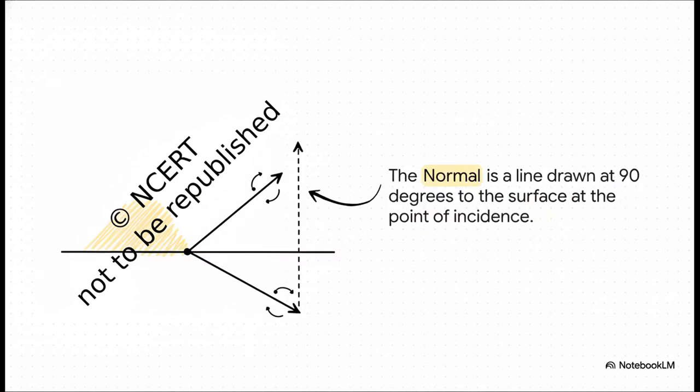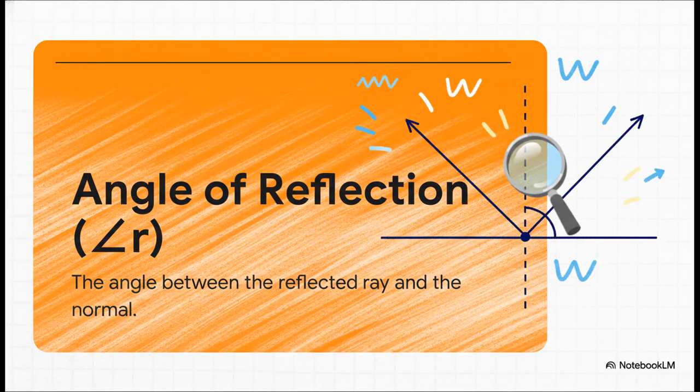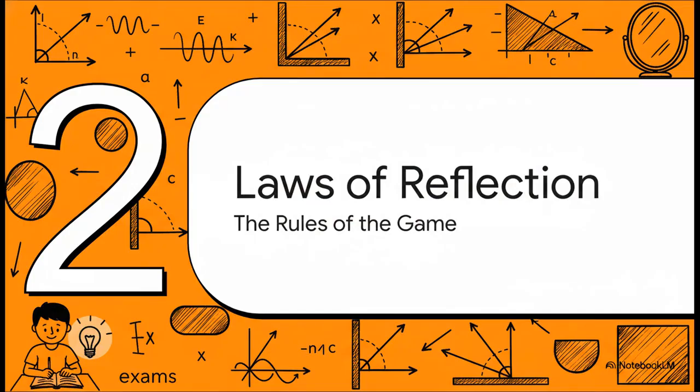Okay, now for a very important part. To understand the rules of reflection, we draw an imaginary line. This line is drawn exactly at 90 degrees to the mirror, right at the point where the light hits. We call this imaginary line the normal. Now, this is a very crucial point, so listen carefully. We always measure our angles from this normal line, not from the surface of the mirror. So the angle between the incoming incident ray and the normal is called the angle of incidence. We just call it angle I. And you guessed it, the angle between the outgoing reflected ray and that same normal line, that's our angle of reflection, or angle R.